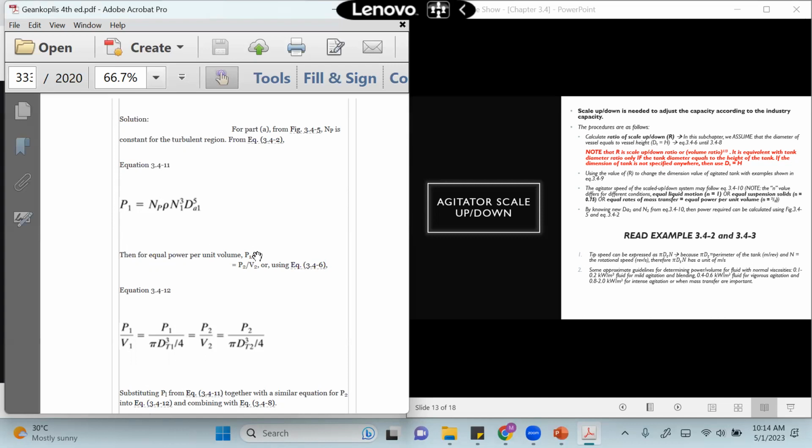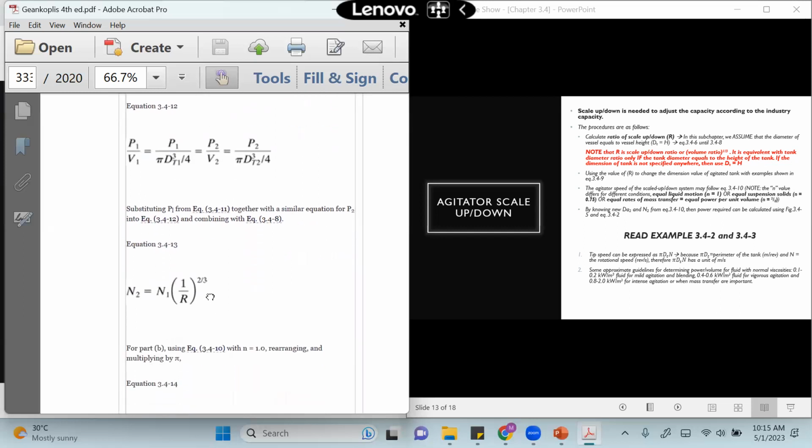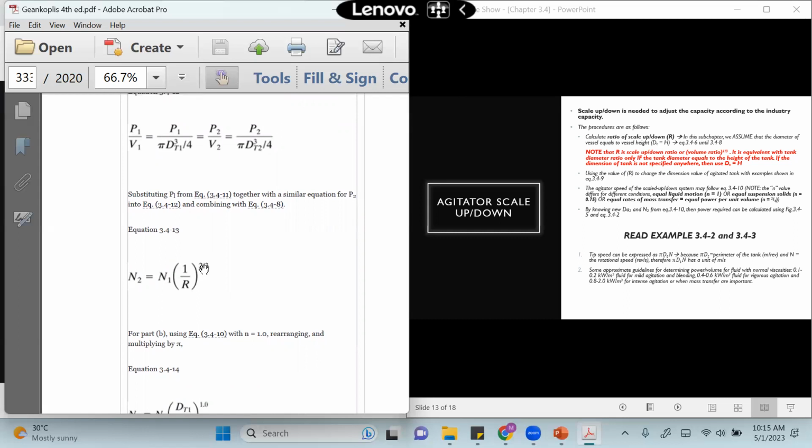Now, we will use this condition: P1 over V1 equals P2 over V2. For equal power per unit volume, this requirement must be met. So P1 over V1, which is P1 over pi times Dt1 to the power of 3 over 4, equals P2 over V2, which means P2 over pi times Dt2 to the power of 3 over 4. We have to prove whether this requirement results in n equals 2/3. So we substitute this equation to here and substitute the corresponding P2 to here. Combining these two equations, we can get this. And it turns out that the n here is equal to 2/3. So for A, it's proven.